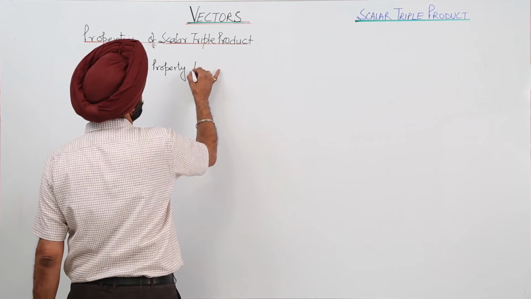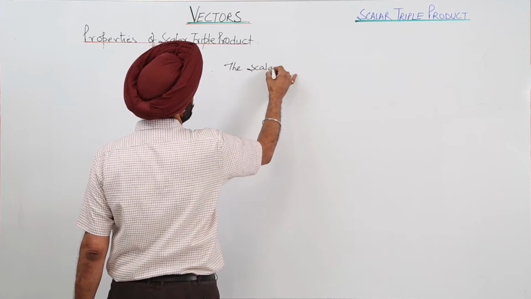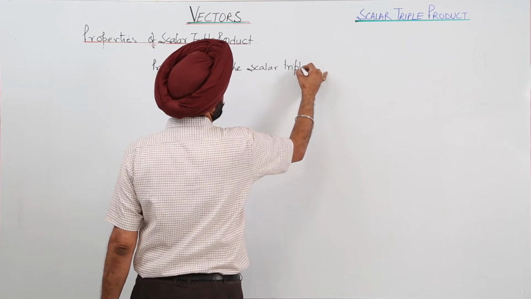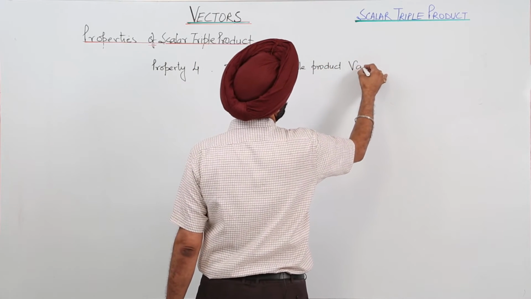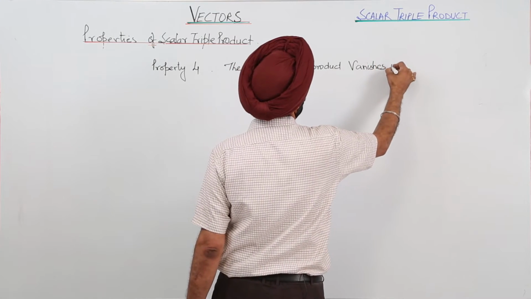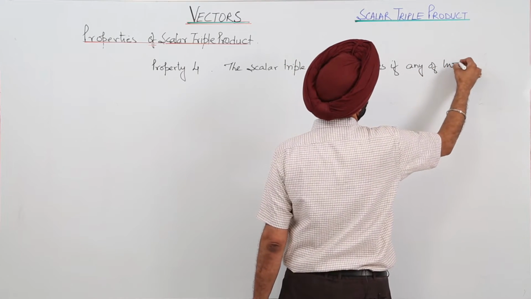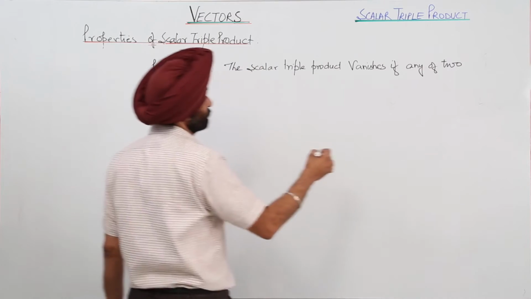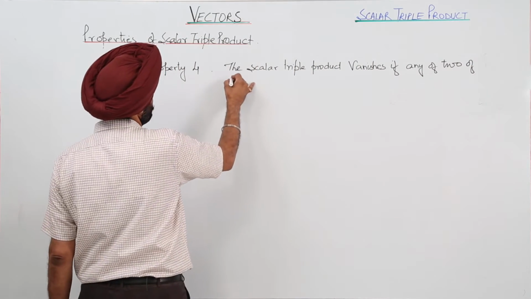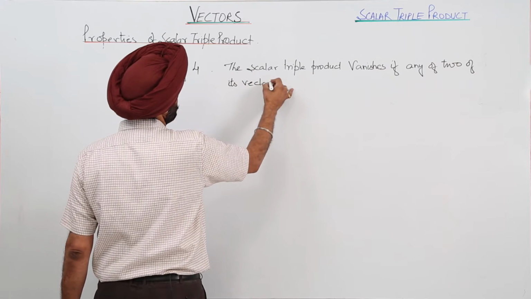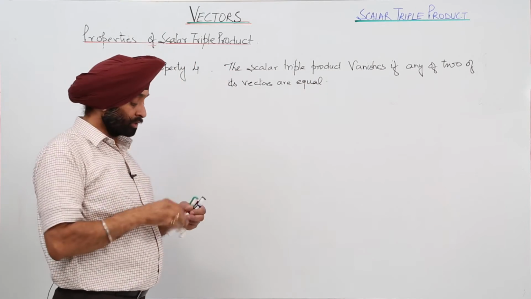Now property 4, the scalar triple product vanishes if any two of its vectors are equal. Now how it vanishes, let's check it.